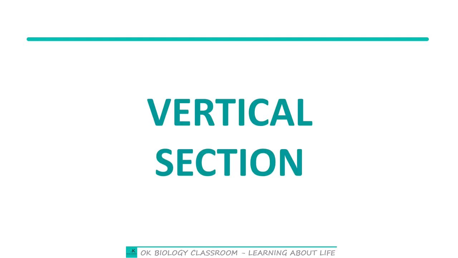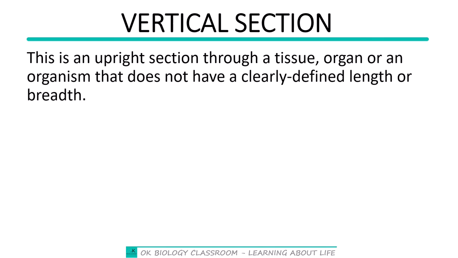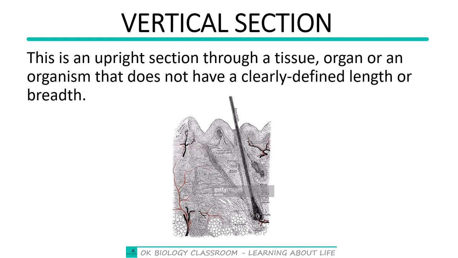Okay, now let us go to vertical section. What do we mean by vertical section? This is an upright section through the tissue, organ, or the organism, especially one that does not have a clearly defined length or breadth. For example, if you want to observe the mammalian skin, which side are you going to identify as the length? Which side are you going to identify as the breadth? So in this case, the cut is going to be done upright into the body of the organism, or into the particular tissue or organ we are dealing with.